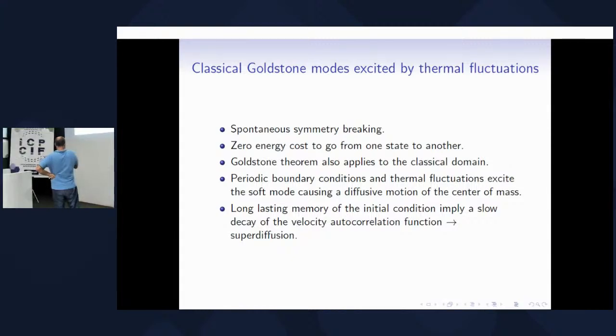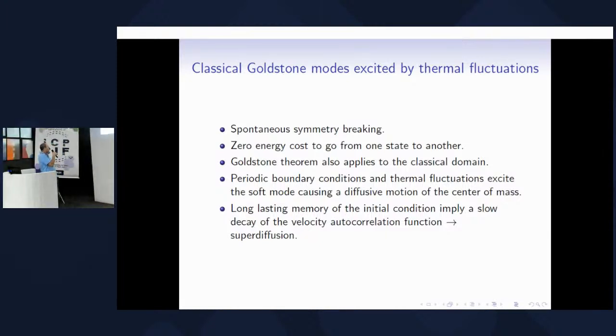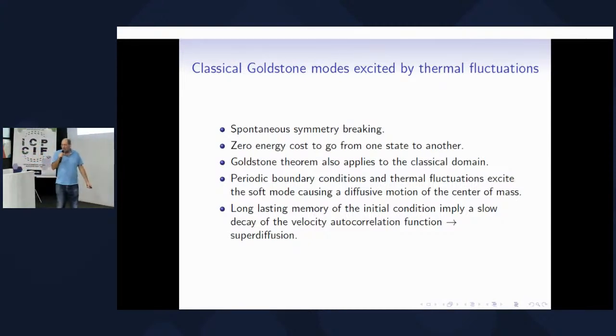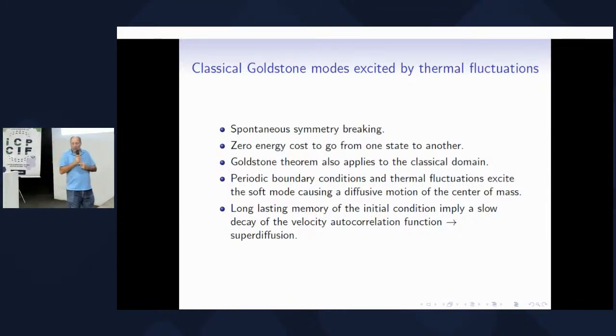This is a characteristic of long-range interaction systems: the long-lasting memory that occurs in those systems. They have a long-lasting memory of the initial condition, and this implies slow decay of the velocity or momentum autocorrelation function, which implies superdiffusion, or ballistic or almost ballistic diffusion that very slowly tends to normal diffusion. This is very common in those systems, and we see this in the motion of the center of mass of the system.